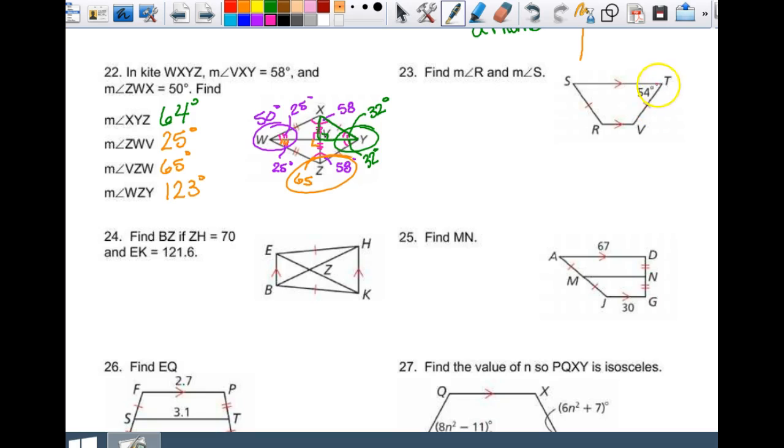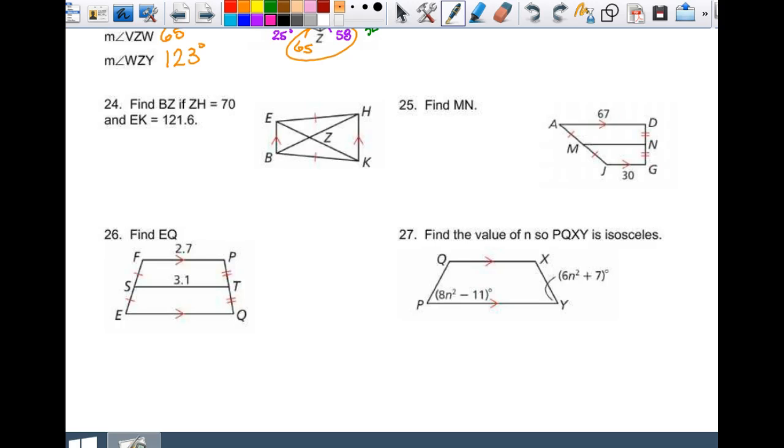I've got a trapezoid because I have exactly one pair of opposite sides parallel. It's an isosceles trapezoid, which tells me these two angles are congruent and these two angles are congruent. And in any trapezoid, the leg angles are supplementary. So I'm looking for the measure of angle R and the measure of angle S. Well, if this is 54, this is 54. So the measure of angle S equals 54 degrees. And then these are supplementary, so 180 minus 54 is going to be 126. Those are my two angles.